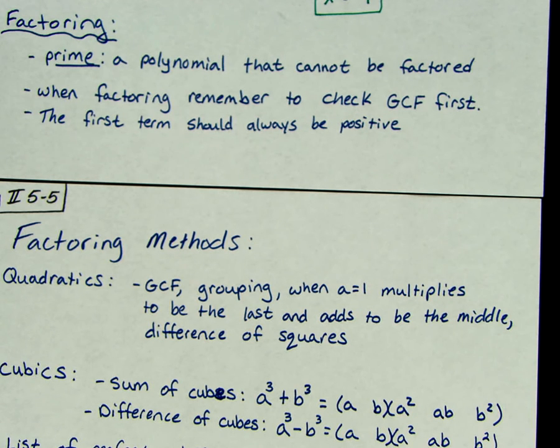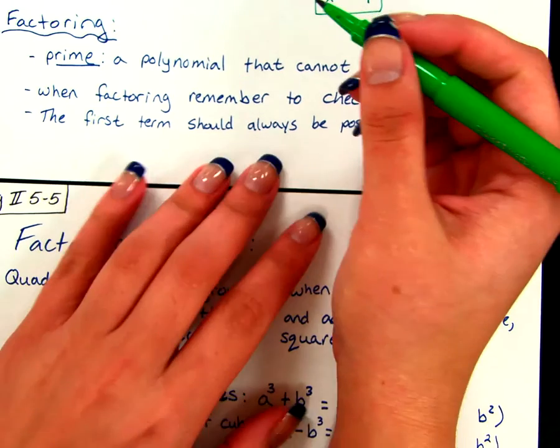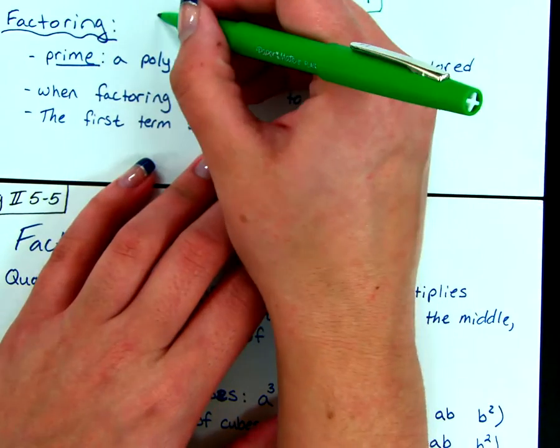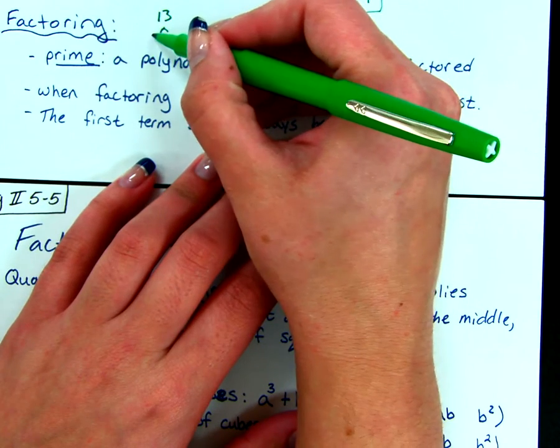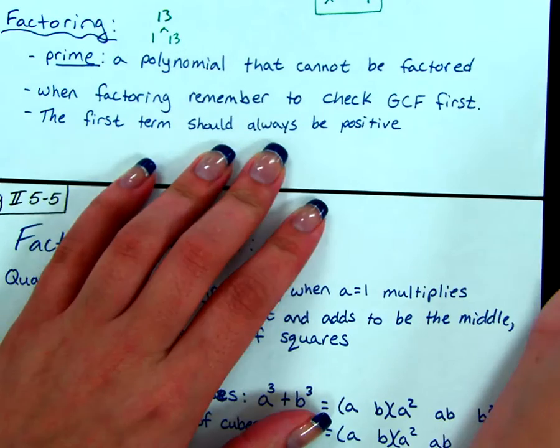In the next part of the lesson, we're going to be talking about factoring. When we are factoring, we are trying to split a polynomial into all of its prime factors. So if we take a second and think about what that means for numbers, let's say we have the number 13. 13 is already prime because we can only take 1 times itself.